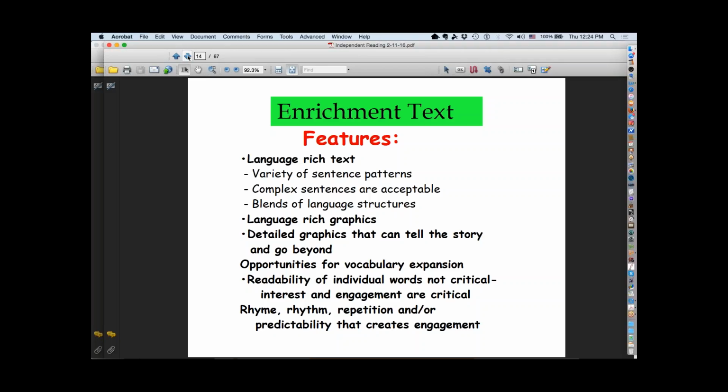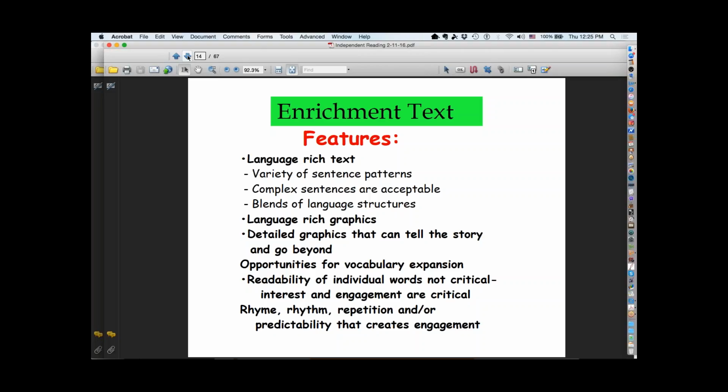We might have a very complex sentence, and then we might have a short sentence that the students might be able to repeat, use as a repeated line. Language-rich graphics. So these books will have graphics that tell the story and go beyond, that are really fun. Opportunities for vocabulary expansion. We've got some great words because we know that one of the chief ways that students grow their vocabularies is by reading. And so for our students who may not be reading independently, if they're listening to these wonderfully enriched texts, then they're getting that vocabulary growth that is so important.